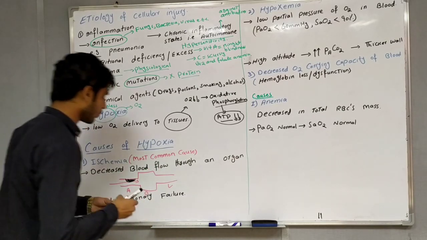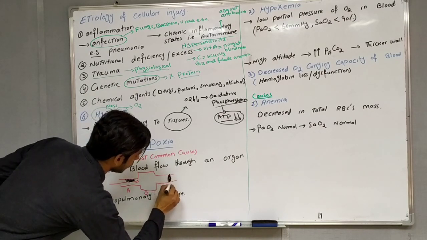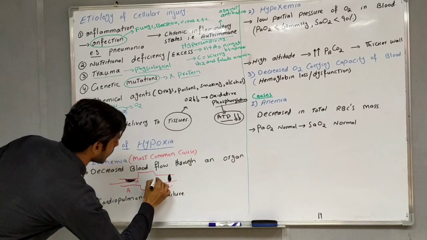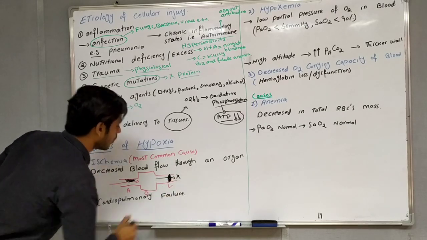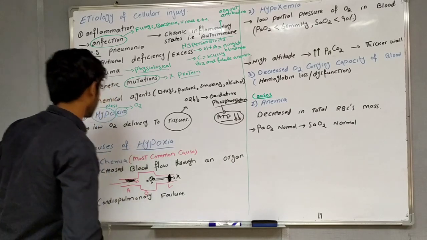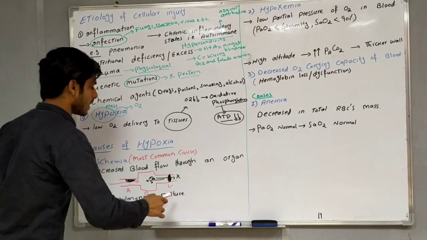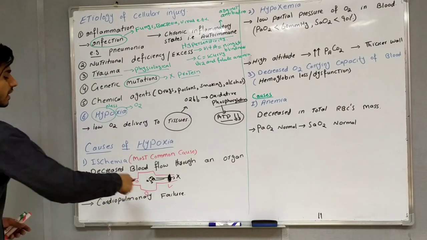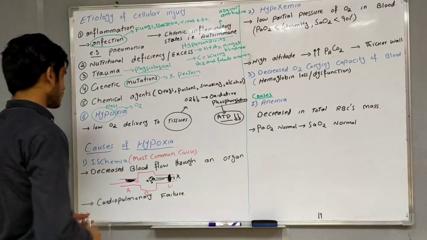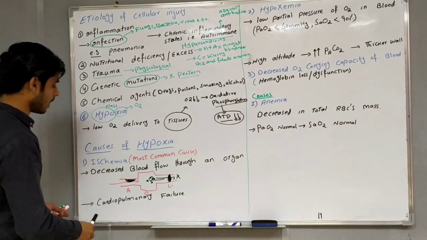And the second point is that there can also be a block in the vein. When there is a block in the vein, blood outflow will not happen, and blood will accumulate here. This also causes ischemia, and ischemia is the cause of hypoxia. Decreased blood flow through an organ in this way will cause hypoxia.